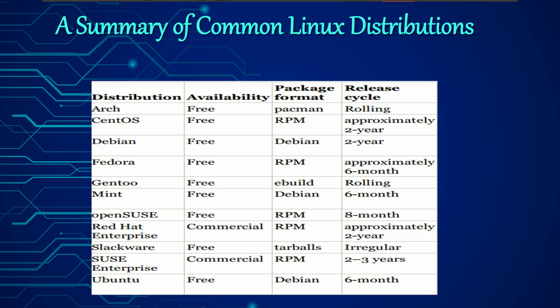The next is release cycle. As a general rule, distributions with a short release cycle aim to provide the latest software possible, whereas those with a longer release cycle strive to provide the most stable environments possible.